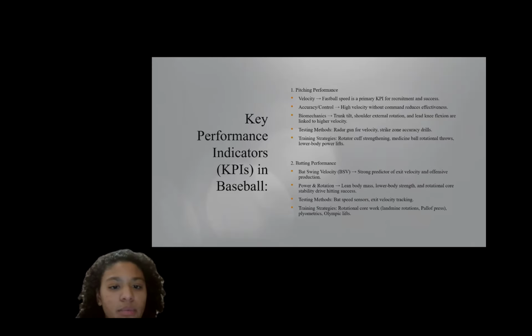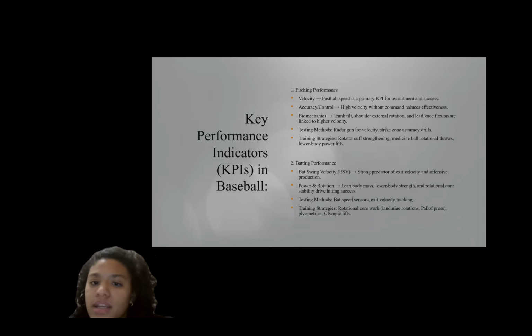Now, for the key performance indicators, we have pitching performance, which is velocity. Fast speed is primarily a KPI for recruitment and success among pitchers. Then accuracy and control, since high velocity without command reduces effectiveness. A pitcher needs to be effective and know exactly where the baseball is going within the box.